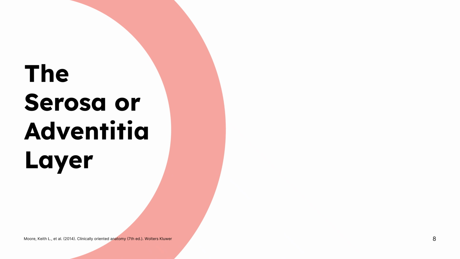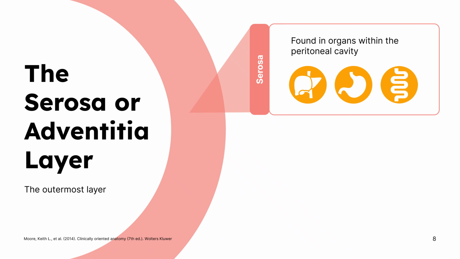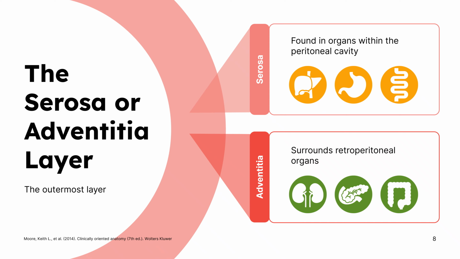The serosa or adventitia layer is the outermost layer. It varies in structure and location based on the organ's position within the body. Specifically, serosa is present in organs within the peritoneal cavity, for example, the liver, the stomach, and the small intestine. On the other hand, the adventitia, a connective tissue layer, surrounds retroperitoneal organs, for example, the kidneys, the pancreas, and some parts of the large intestine.